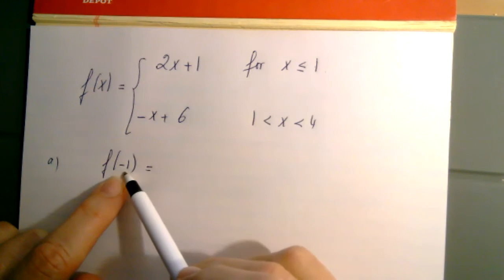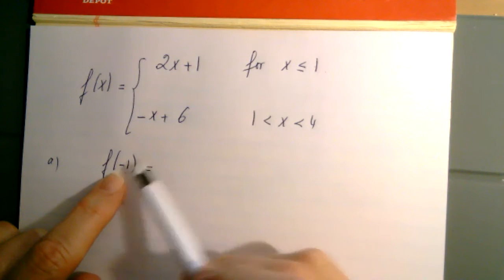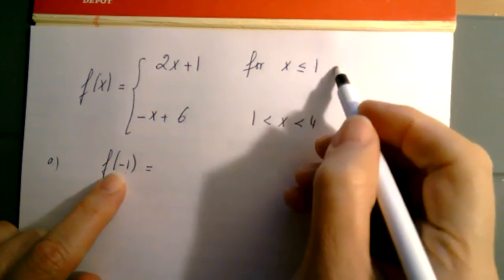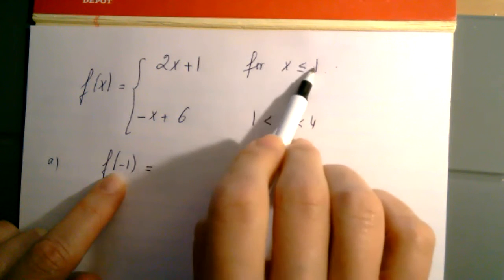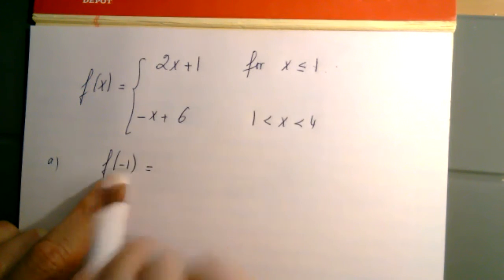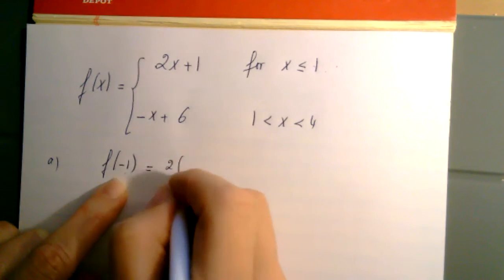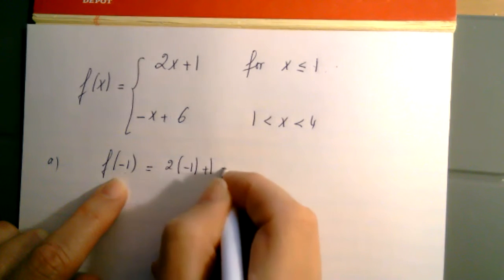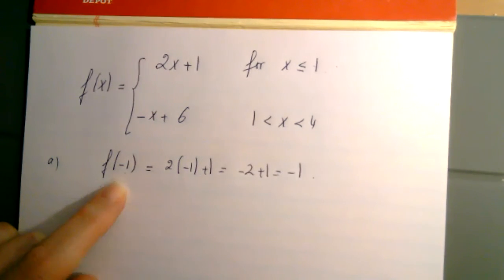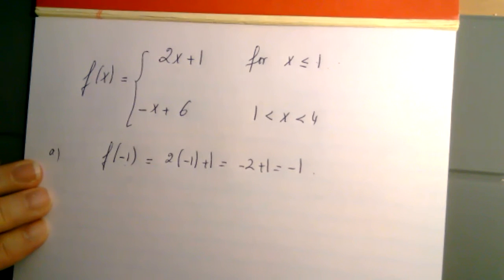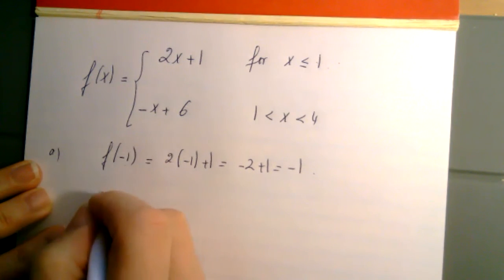So -1, that's the x value. Is it in here or in here? x = -1 is less than 1, so that's the rule that applies. So the rule is 2x plus 1, which is -2 plus 1, which is -1. So if you guys remember this stuff, please let me know.